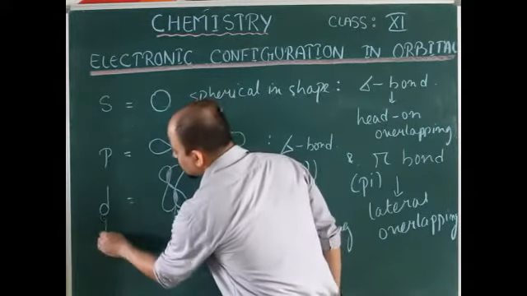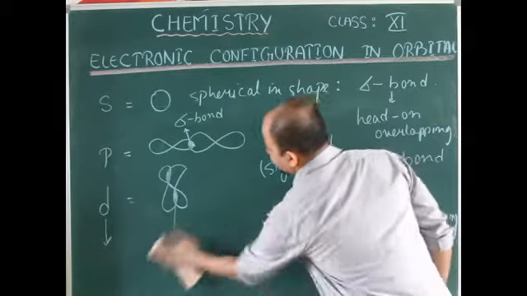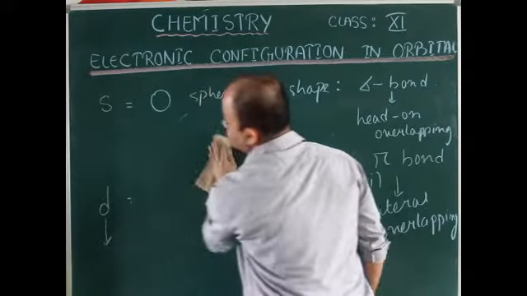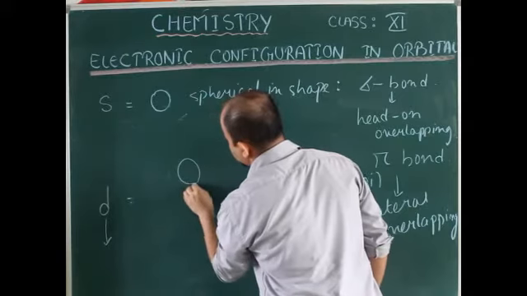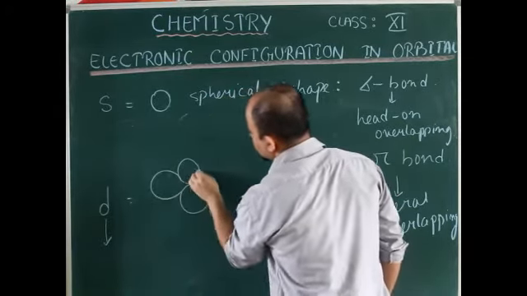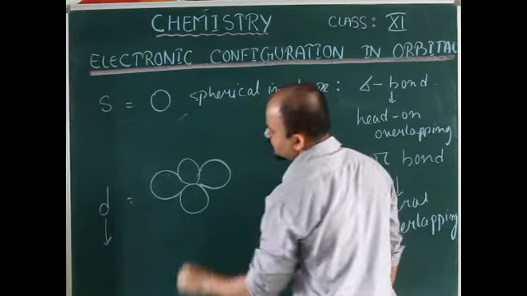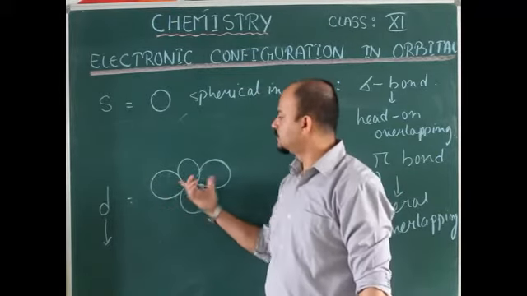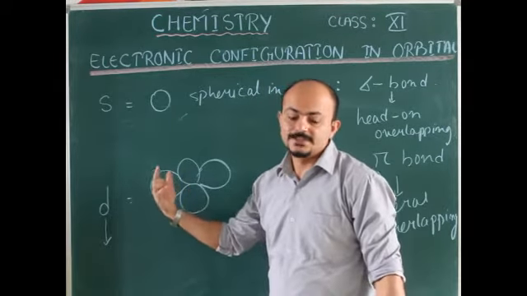Now the d orbital has a double dumbbell shape. That means you have a single dumbbell, and then a second dumbbell. You can refer to the book if this diagram seems confusing. It is one dumbbell and another dumbbell, therefore it is a double dumbbell shape.